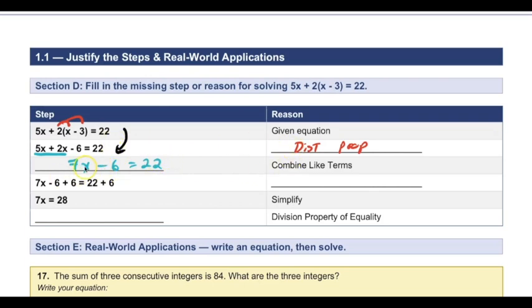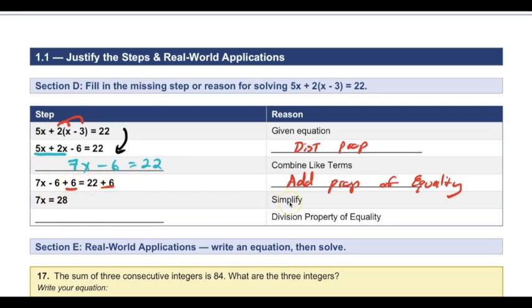Next, they want us to say what happens from here to here. So we have this. And it looks like they're adding 6 to both sides. We call it the addition property of equality, which says if you add the same thing to both sides, they're still equal. So if you have an equation, 2 sides are equal. You add the same thing to both sides, they're still equal.